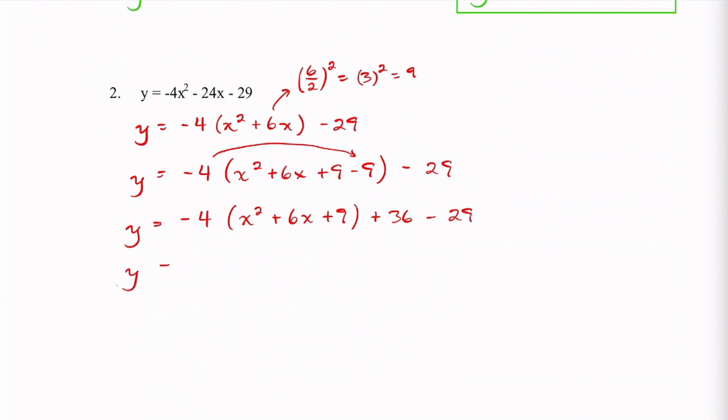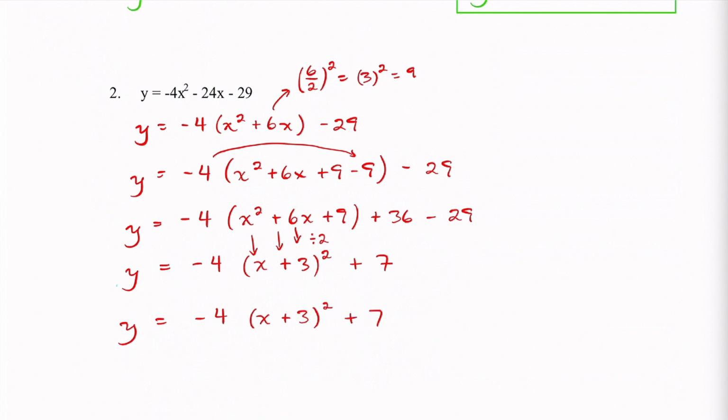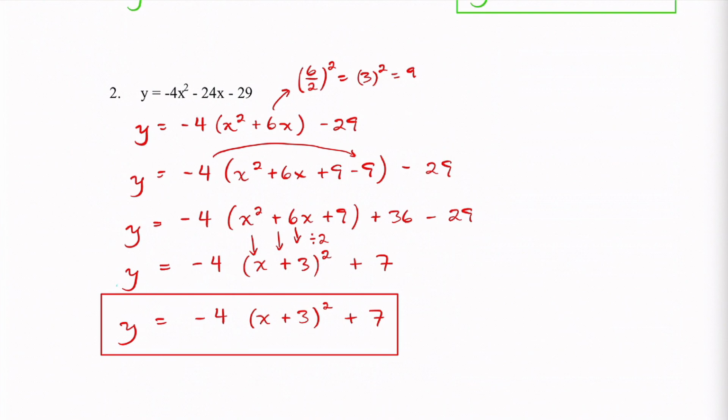Okay, and then moving along, inside the brackets here now, I can factor this. I know it was a perfect square trinomial. So x comes down, positive comes down, and then divide that one by 2. So we just get a 3. Make sure you put a squared around that. And then very last thing on the outside here, we got plus 36 minus 29. That's just going to give me positive 7. So our final answer, I'm just going to write it out, is this right here. Okay, so that was number 2.